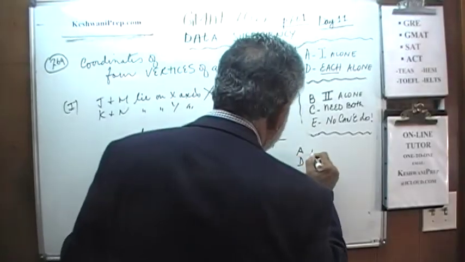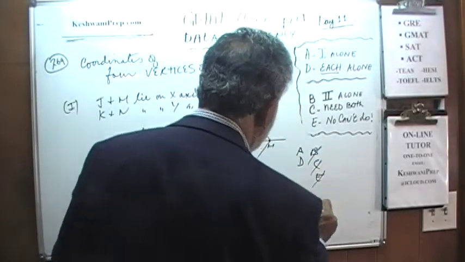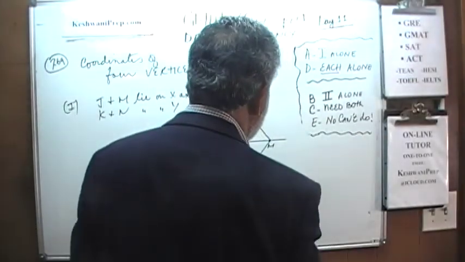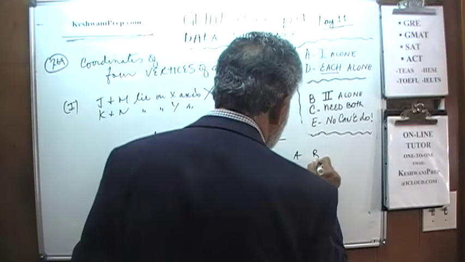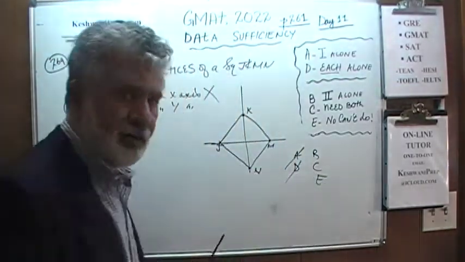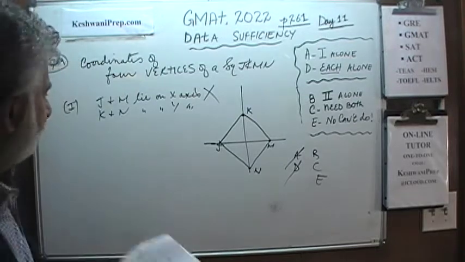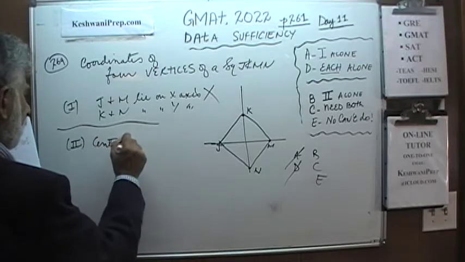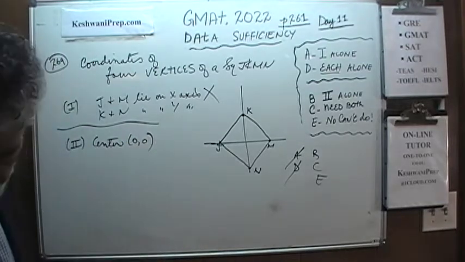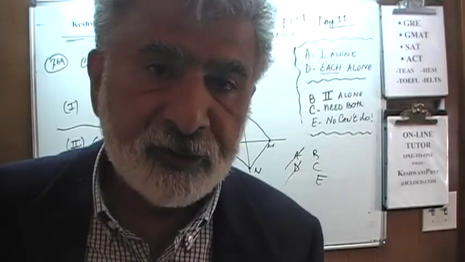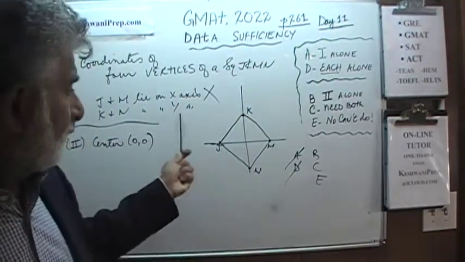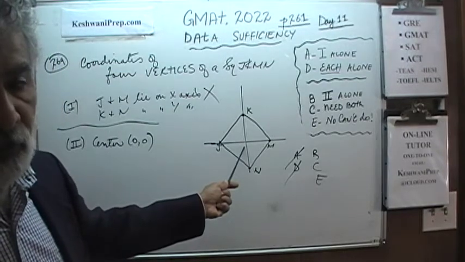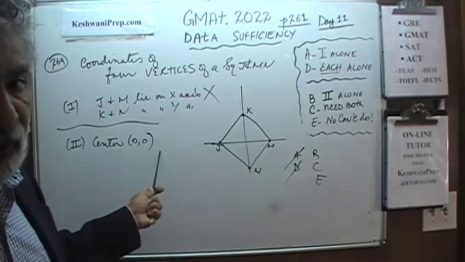A, D, B, C, E. Oh, sorry. The first statement is not enough. Answer cannot be A or D. Let's look at the second statement. The second statement tells us that the center of the square is 0, 0. We could see from the first statement alone that it is centered around the origin. Simply knowing it's sitting around the origin adds no new information to us. The second statement by itself is no good.